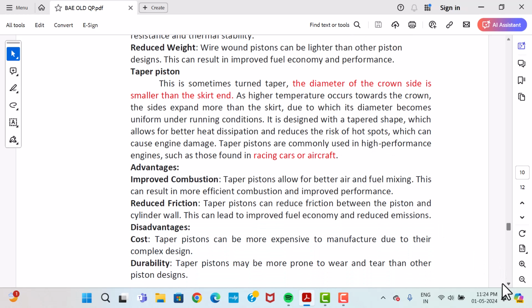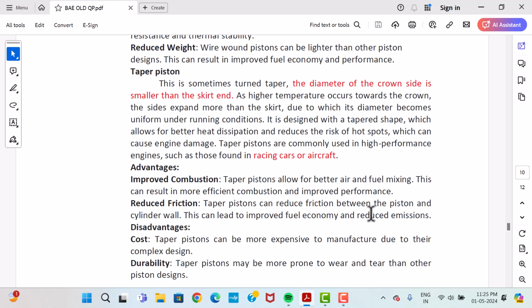Some advantages: improved combustion. Because we are using the taper piston, the combustion will be improved. Taper pistons allow better air and fuel mixing. This can result in more efficient combustion and improved performance. Another advantage is reduced friction. Taper pistons can reduce friction between the piston and cylinder wall. This can lead to improved fuel economy and reduced emissions.